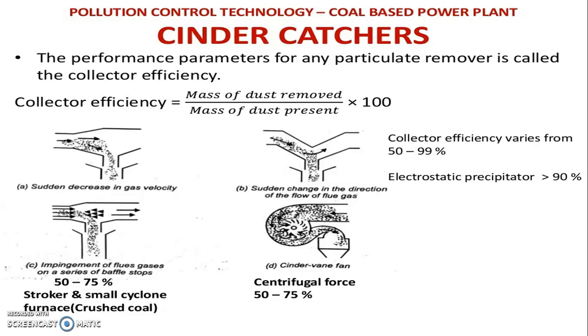By stoker and small cyclone furnace we can eliminate the particulate, and by means of centrifugal force also we can remove the particulate. Collector efficiency varies from 50% to 90% by electrostatic precipitator, so more than 90% of the particulate can be eliminated.